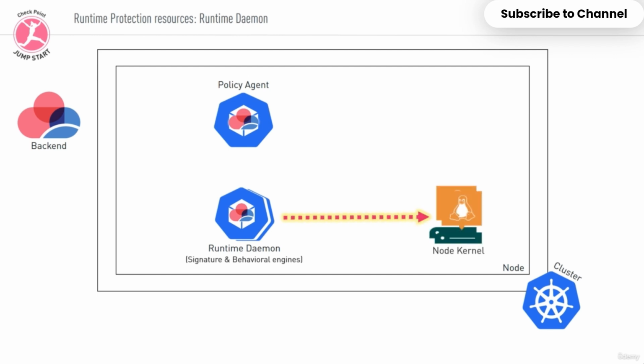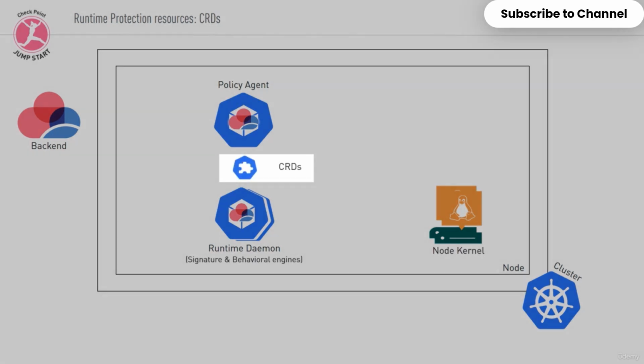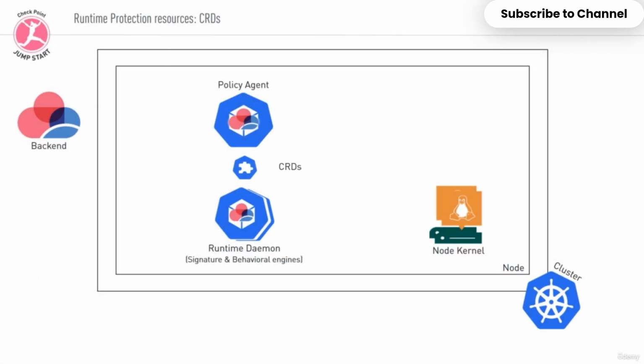The last runtime protection resource is Custom Resource Definitions, also known as CRDs. These are runtime protection policies which define allow, deny, and exclusions. These CRD policies are present on any cluster where our solution resides.